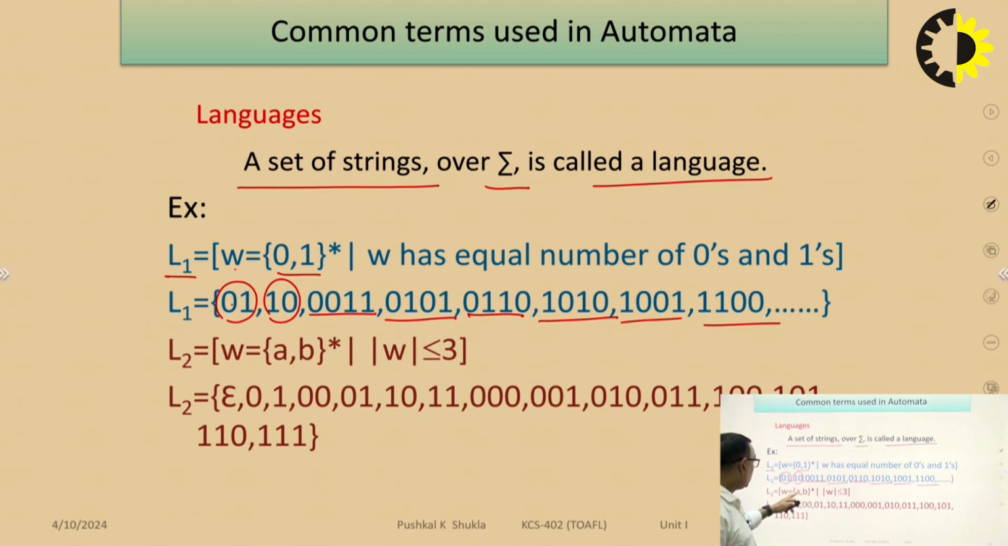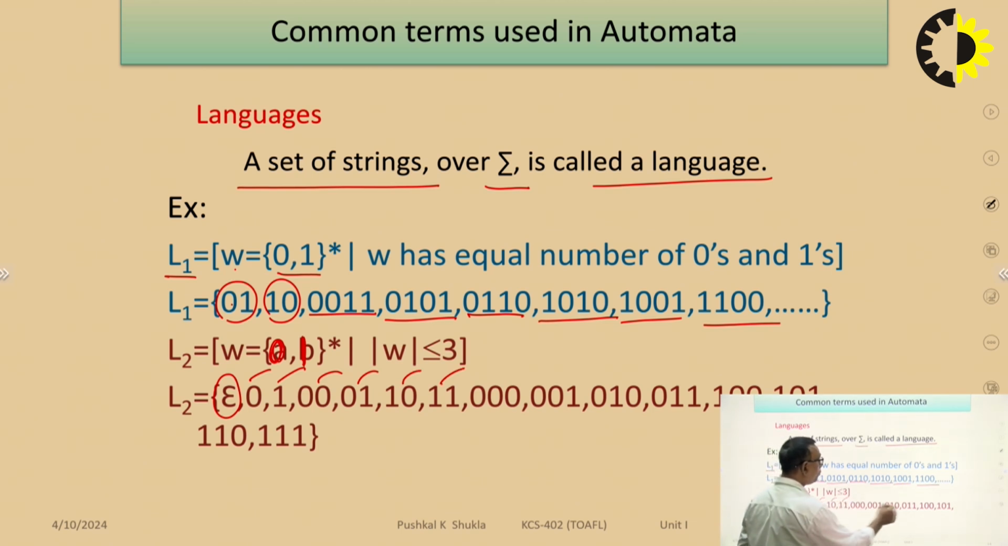L2 equal to {W ∈ {a,b}* | |W| ≤ 3}. That is, all those strings having length less than or equal to 3. Here we have to write based on 0 and 1, the previous one is wrong actually. So epsilon should be there, having length 0. Then 0, 1, 00, 01, 10, 11, and so on. All these strings have length less than or equal to 3. So that's it. This is the language.